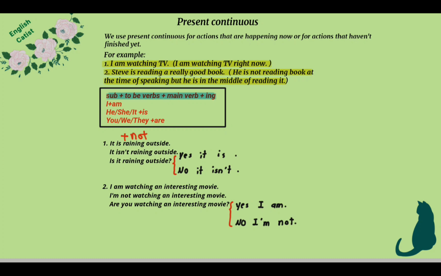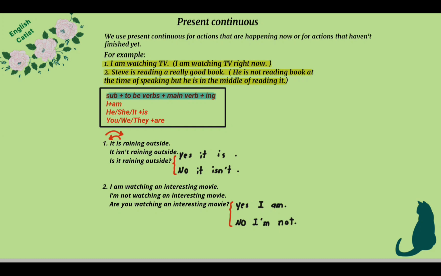And for making questions, we can do this. Change places. Is it raining outside? And short answers, yes it is, no it isn't. Now we are going to the second one. I am watching an interesting movie. I want to make it negative. I'm not watching an interesting movie. Or I am not watching an interesting movie.